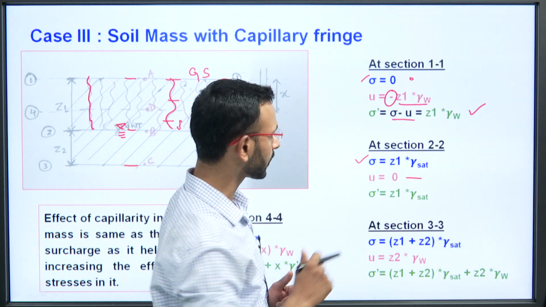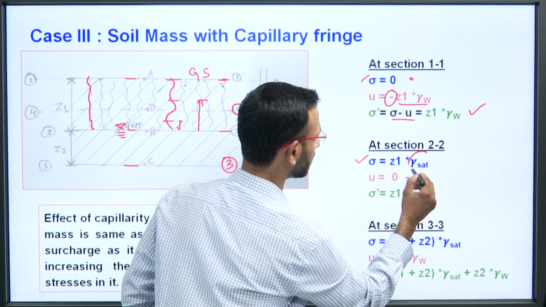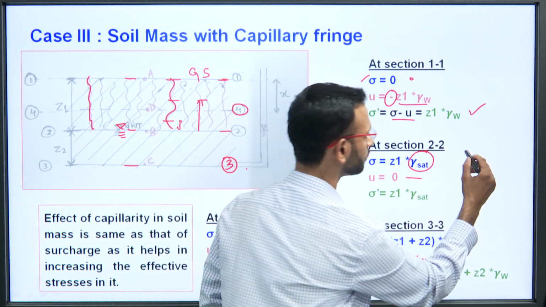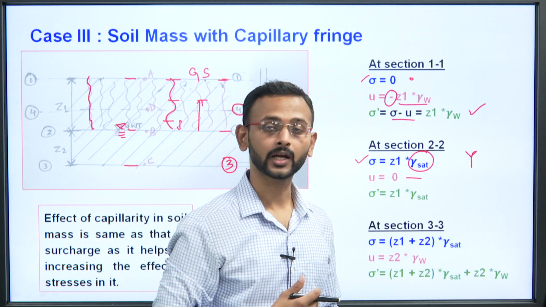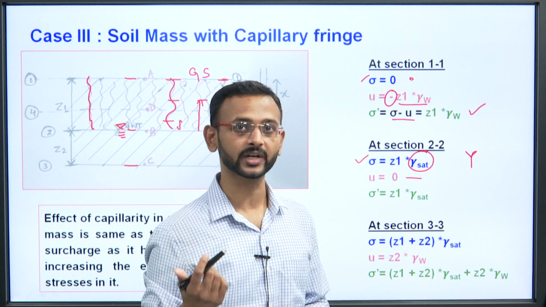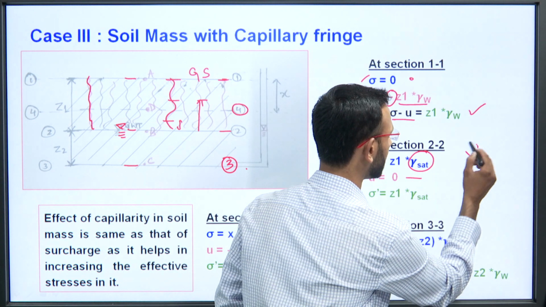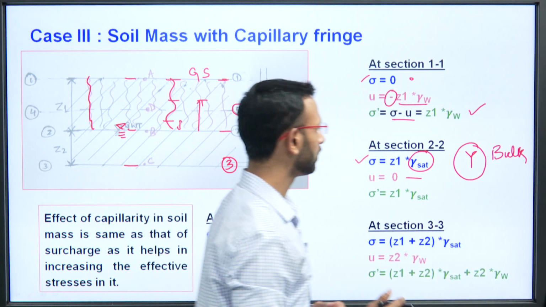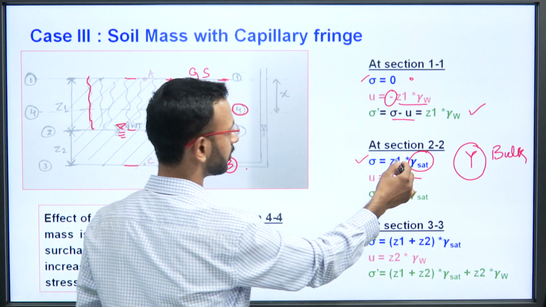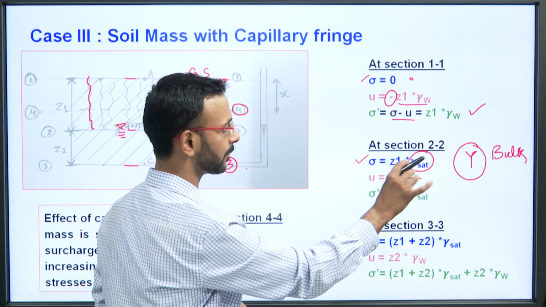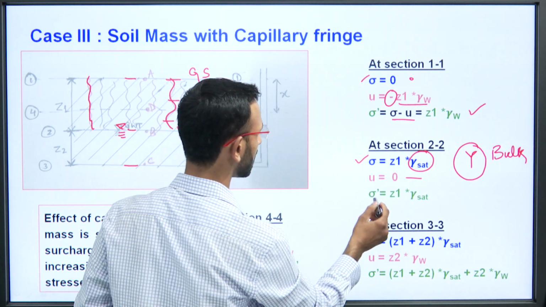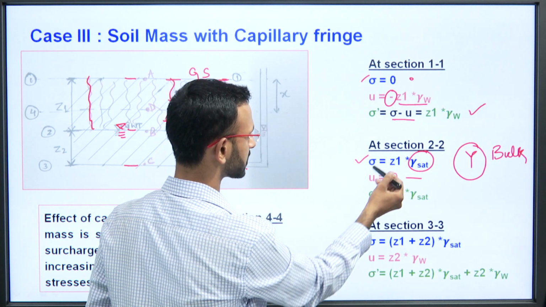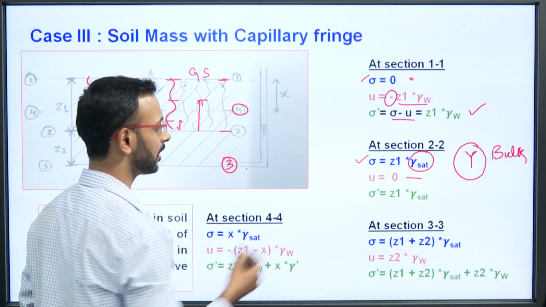Understand one thing more: this gamma saturated could be gamma also, if the capillary does not saturate the soil completely. In that case it will be the bulk situation, so it will be Z1 into gamma, simple gamma, that is the bulk one. So, the effective stress is simply total stress minus pore water pressure, that is Z1 into gamma saturated.